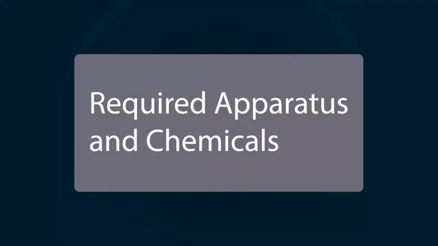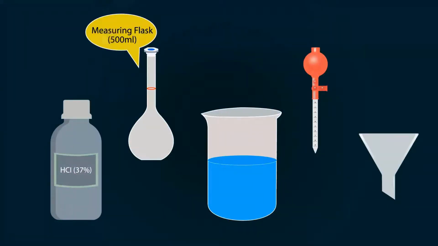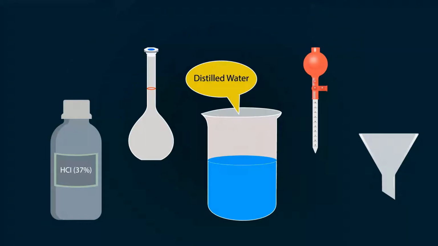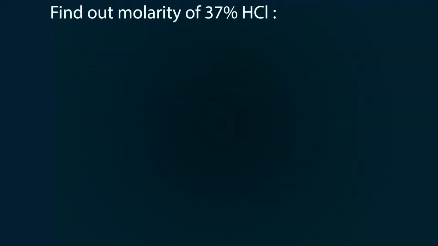So the required reagents and chemicals include hydrochloric acid, a measuring flask of 500 ml, distilled water in a beaker, a pipette, and a funnel. Here are some calculations to find out the molarity of 37% HCl.